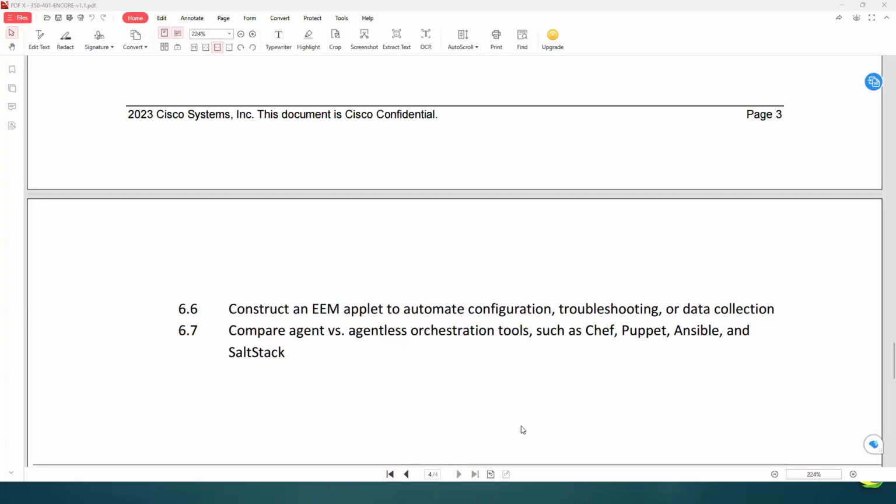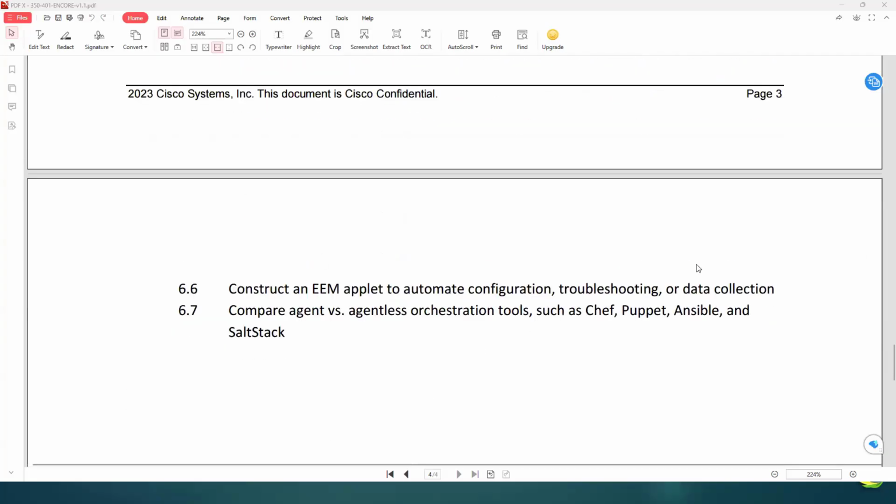And then, of course, we will compare agent versus agentless orchestration tools like Chef, Puppet, Ansible, and SaltStack, and see what the pros and cons are of using one over the other, right? So that completes our syllabus over 1.1. You can see there are many things we are going to cover, and it's going to be a lot of fun.